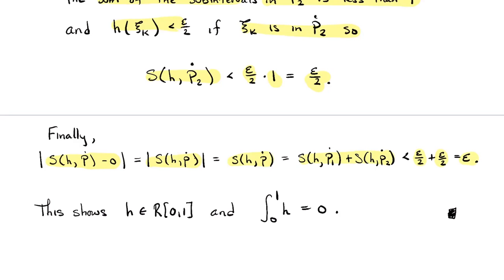So what have we done at the end of the day? Given an epsilon, we defined a delta so that if you take any tagged partition P whose norm is less than delta, then that Riemann sum differs from 0 by less than epsilon. So first of all, that shows that the number I equals 0 exists in the definition of Riemann integrability, so that H really is Riemann integrable. And as a bonus of our calculation, the integral value is 0.